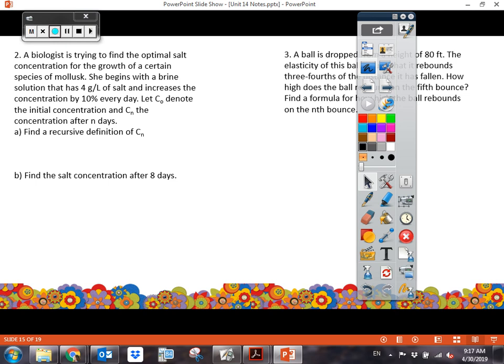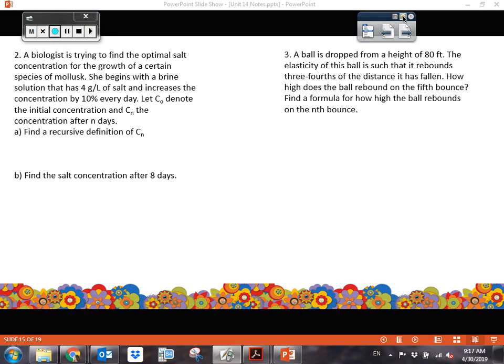We don't get a whole lot of practice with recursive, so I decided to do this number 2. It's requiring a recursive formula, which we know is not the easiest thing for us many times, especially after 8 days, so we're going to have to do a little bit of work, but that's what they're asking for. They want a recursive formula, so let's practice.